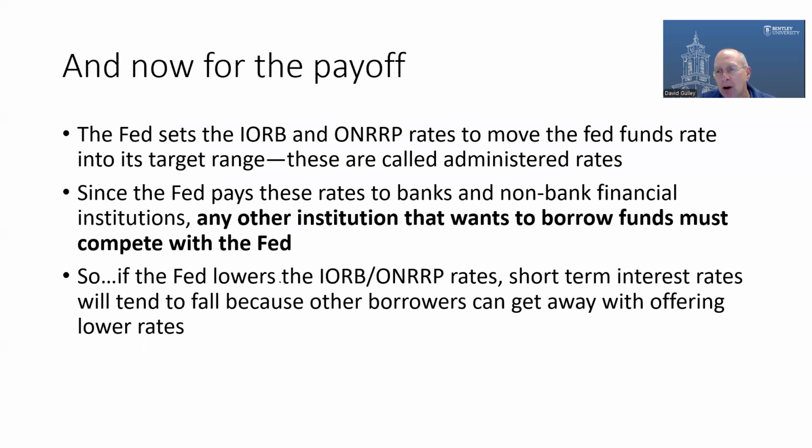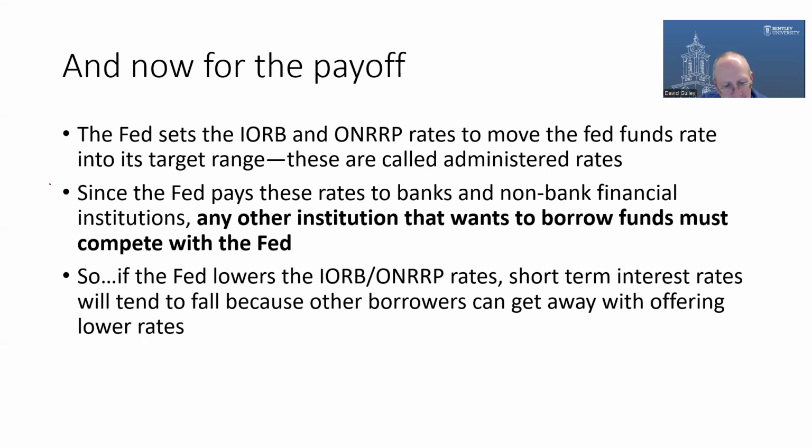And so here's the payoff of how this setup worked. This is called the ample reserves framework. So the Fed sets these two interest rates, the IORB and the ONRRP rate, and these are called administered rates. The Fed determines these. They aren't determined by market forces. The Fed announces what these are and either raises or, in this case, lowers them. And what tends to happen is the federal funds rate, which is a market-determined interest rate, tends to move into the range between the IORB and ONRRP rates.